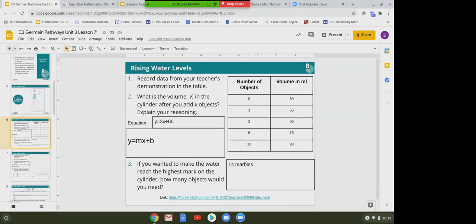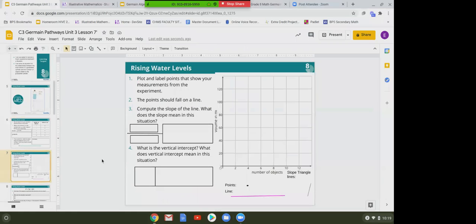Okay, so we're using these data points right here. I'm going to go back in a second to plot some points on our grid here. So we're going to go over on the number of objects, the x-axis. We're going to go over to 0, up to 60, and we're going to put a point. So I'm going to grab one of my points off this stack. I'm going to go over to 0, up to 60. And I'm going to put a point right here.